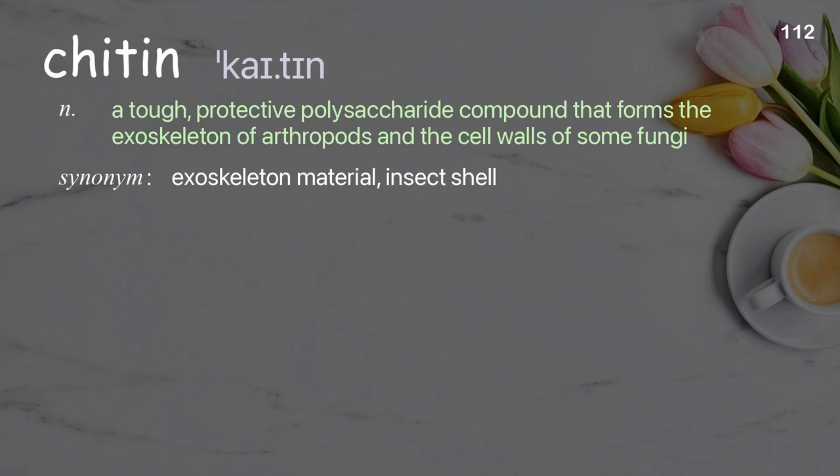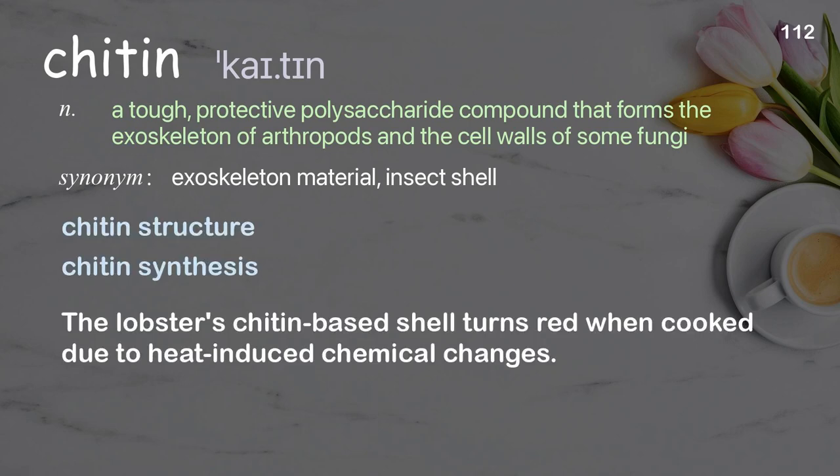Chitin. A tough, protective polysaccharide compound that forms the exoskeleton of arthropods and the cell walls of some fungi. Examples. Chitin structure. Chitin synthesis. The lobster's chitin-based shell turns red when cooked due to heat-induced chemical changes.